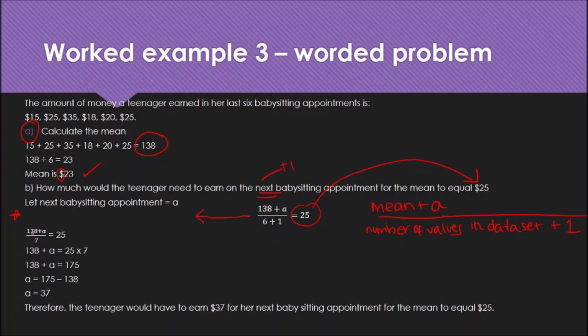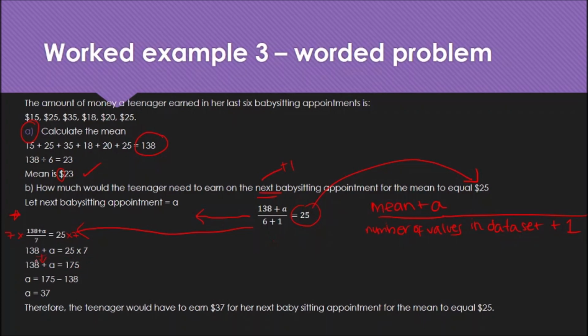So now that you do it, you have to use a bit of algebra and your ability to calculate the unknown. So 138 plus A over 7, because 6 plus 1 is 7. I've just written it down here. So if we go here, that's the next step. Now to get rid of 7, you need to multiply both sides by 7. So here I've just gotten rid of it and I've just times this by 7. So 25 times 7 is 175, and I've just copied that one down.